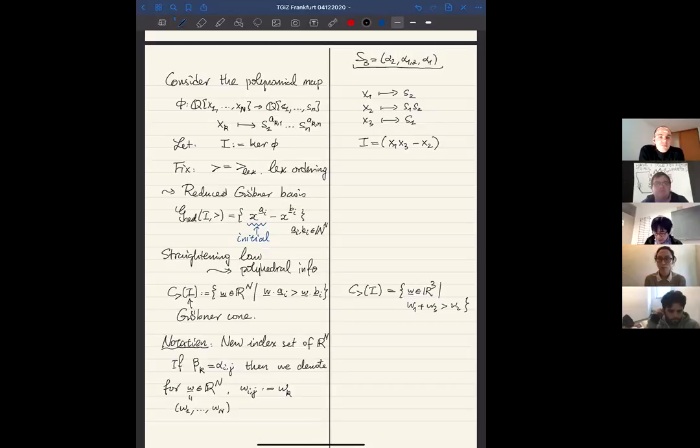If beta k, this root, is some alpha ij, then remember that here I have w as a vector in Rn, so it is indexed by the roots beta k, 1 to n, and I will write wk to be wij if beta k is alpha ij.